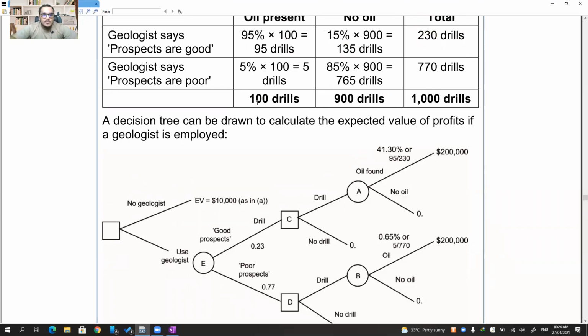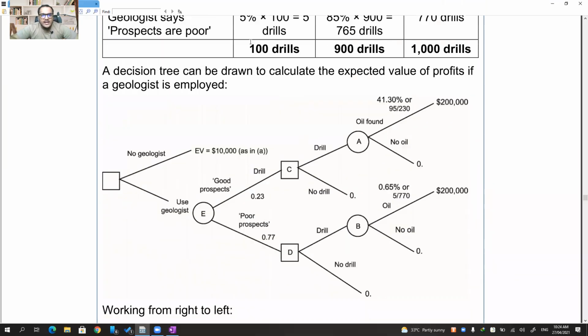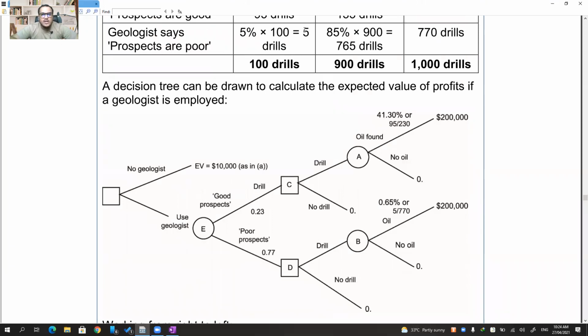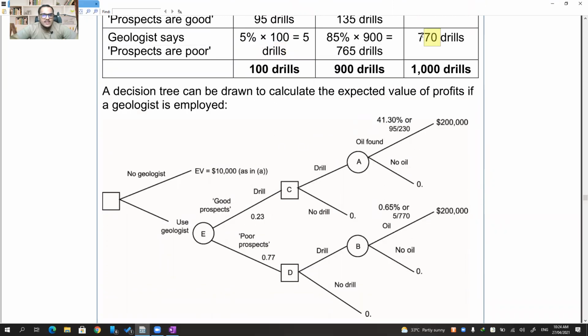Okay. And then similarly, if the conditions are poor prospects, then again, 5 times you will do the drilling. Even though the prospects are poor, you will drill 5 times and find oil. If you drill, the chances of finding oil are 5 out of 770, that is 0.65 percent. If you don't find oil, obviously the expected values are 0.